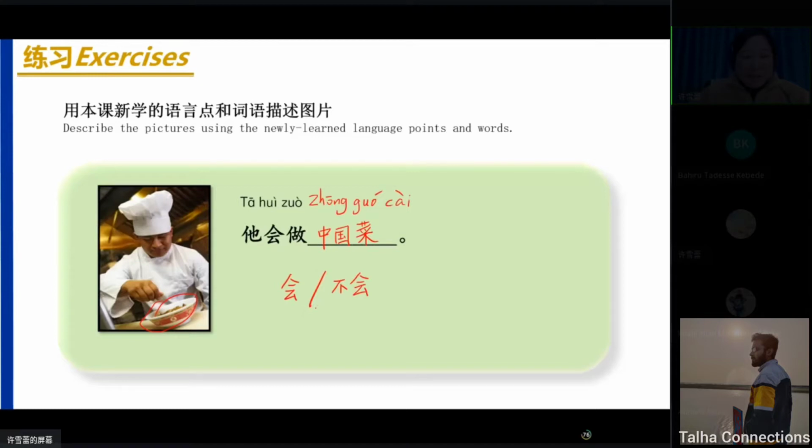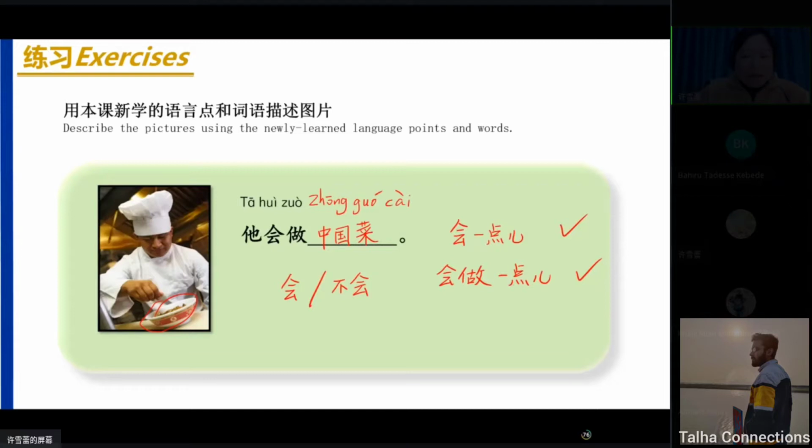Yeah, someone is trying to use 会 and 一点儿. We should say 会一点儿. 不是一点会, 是会一点儿. 你会做中国菜吗？会一点儿. Or 我会做一点儿, 都可以. Or 会做一点儿, 也可以. 你会做中国菜吗？会一点儿.